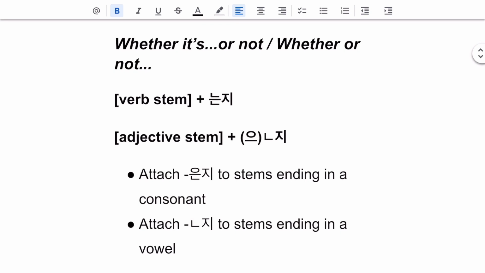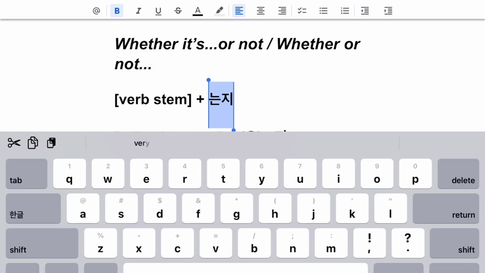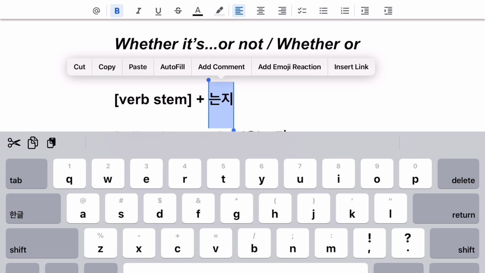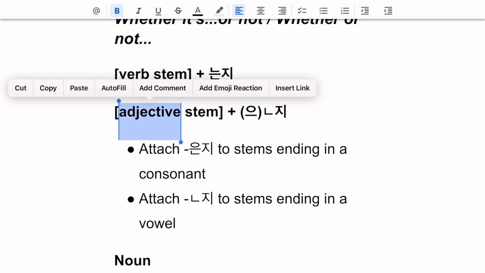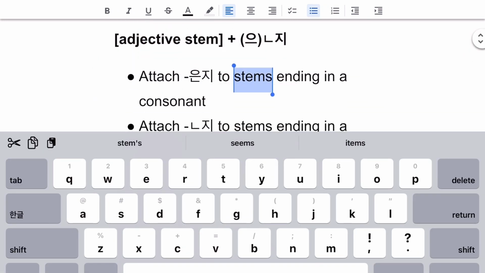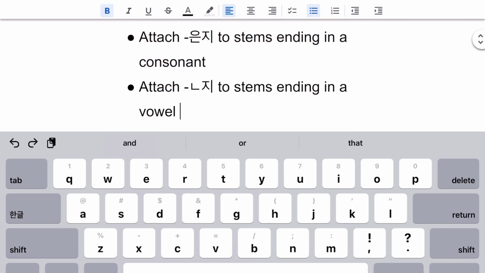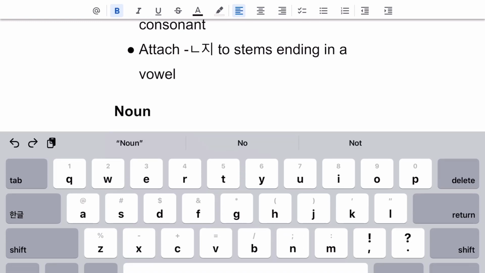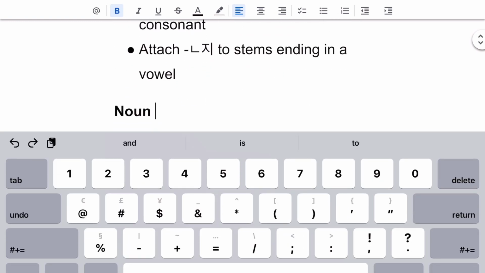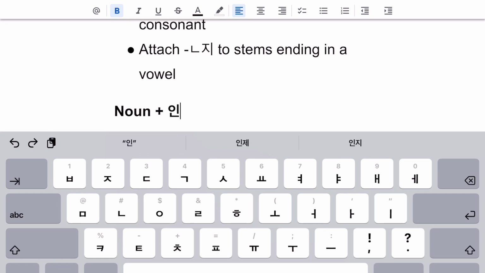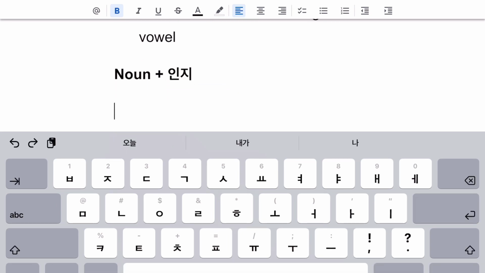So the first one is just the regular present tense. With the verb, we're going to do just the regular 는 and then ji, 는지. And with adjectives, if it ends with 받침, a consonant at the end, we're going to add 은지. But if there's a vowel, we're going to do 니은지, just one N. Or if it's a noun, this is what I hadn't put in, it'll become 인지.